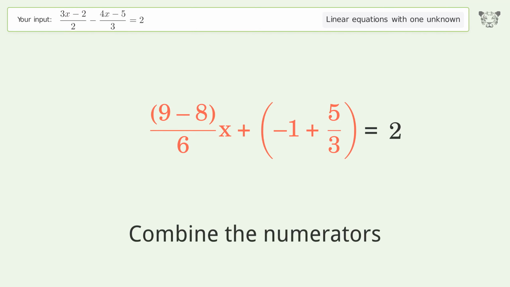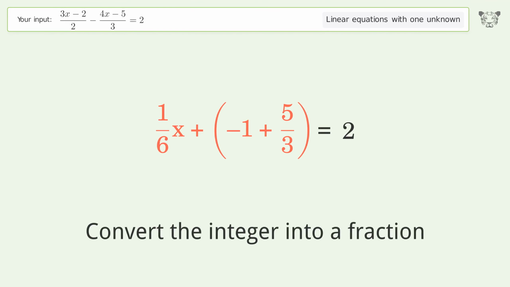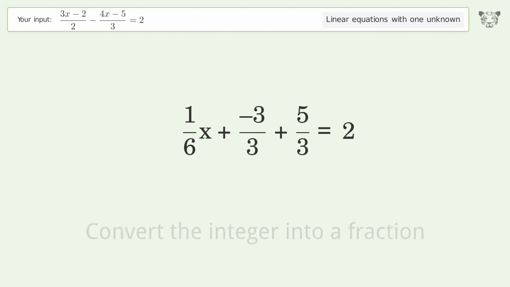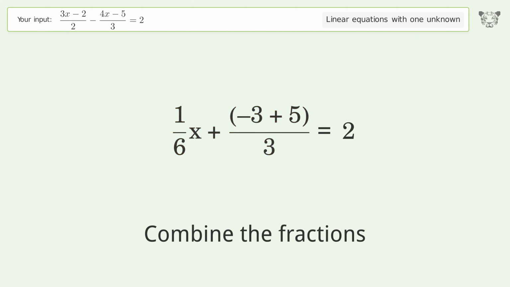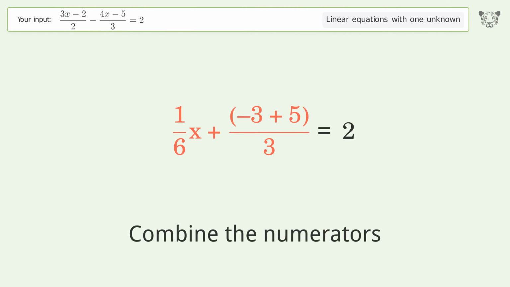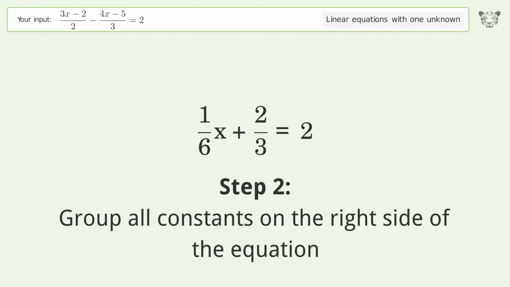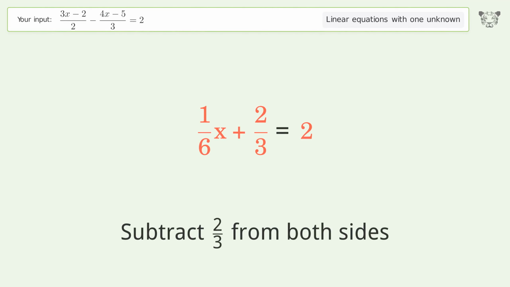Combine the numerators. Convert the integer into a fraction. Combine the fractions. Combine the numerators. Group all constants on the right side of the equation. Subtract 2/3 from both sides.